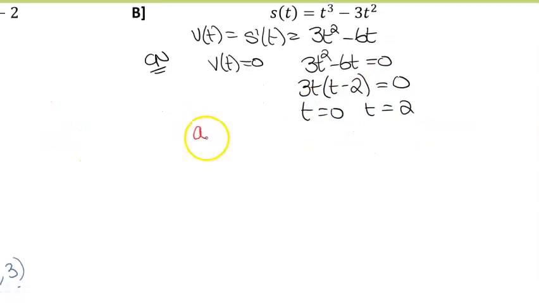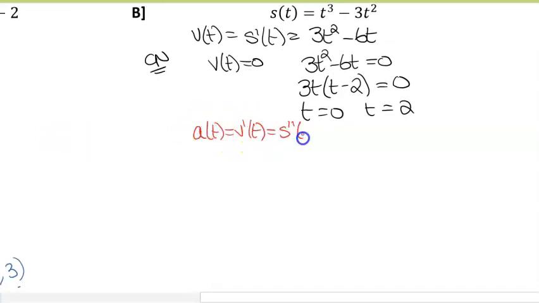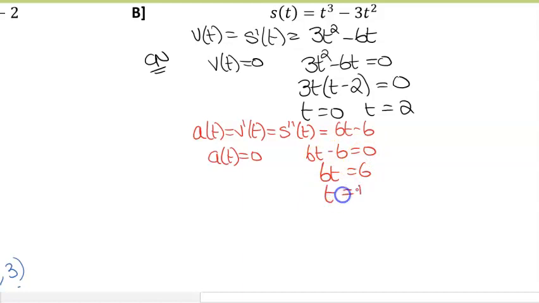Okay, let's get the acceleration. Acceleration is the derivative of velocity, which is the second derivative of position, and that would be 6t minus 6. So the critical numbers for that is when the acceleration, you have to write this, equals 0. You're telling the reader what you're doing. So 6t minus 6 equals 0, 6t equals 6, t equals 1.